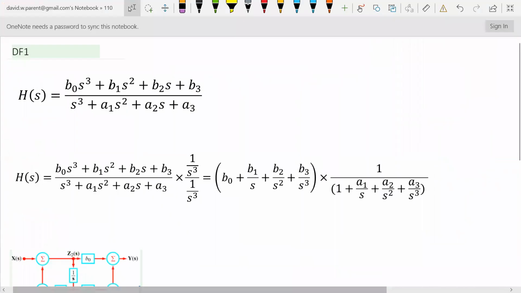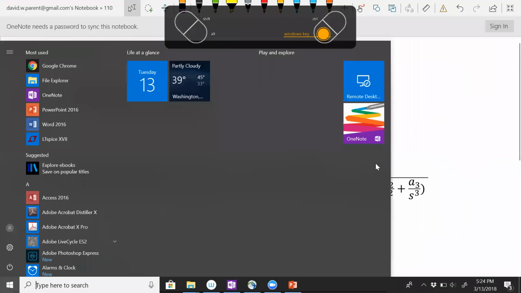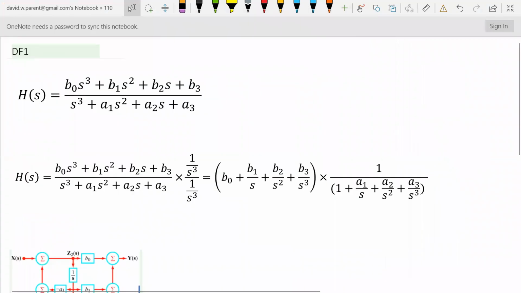So what I want to do today is go over how to synthesize transfer functions in the DF2 methodology.